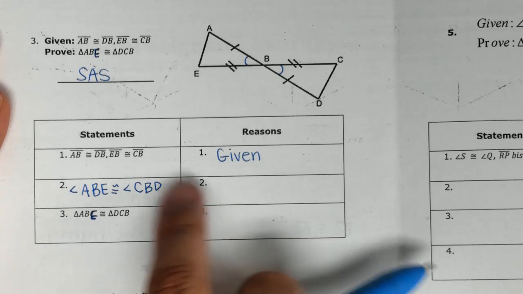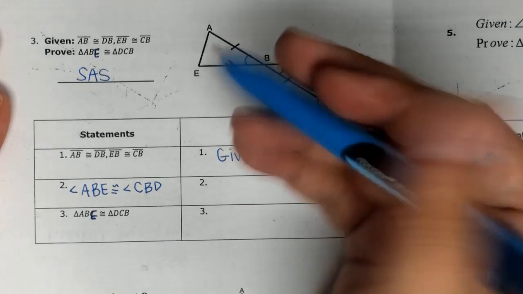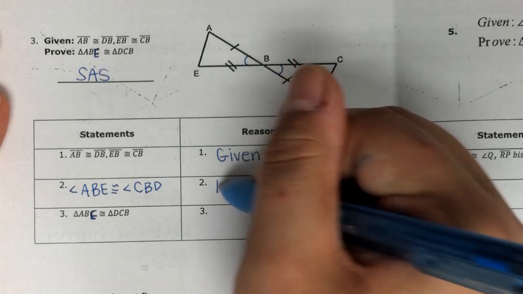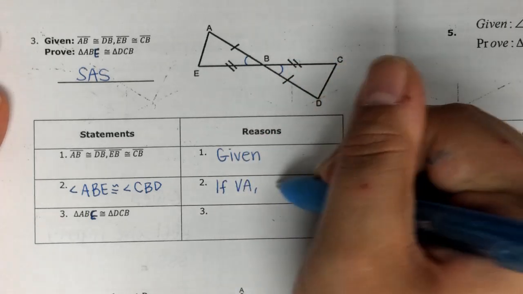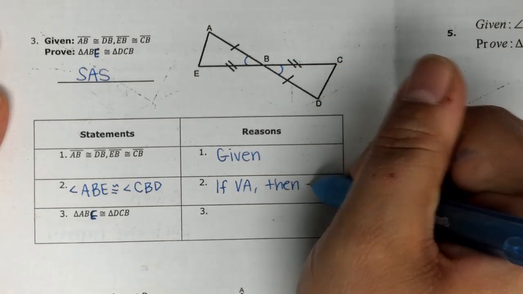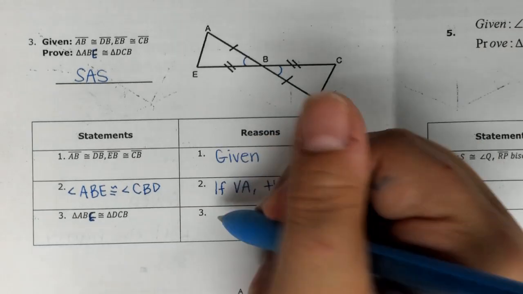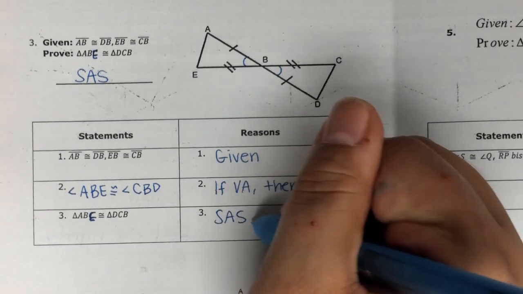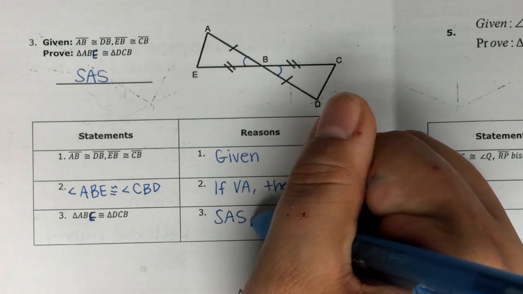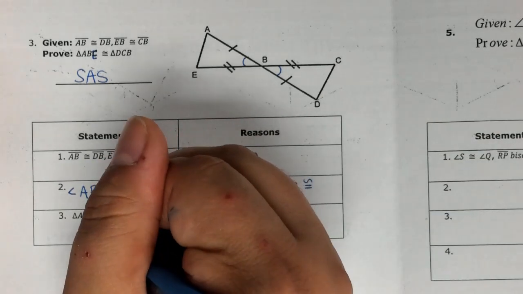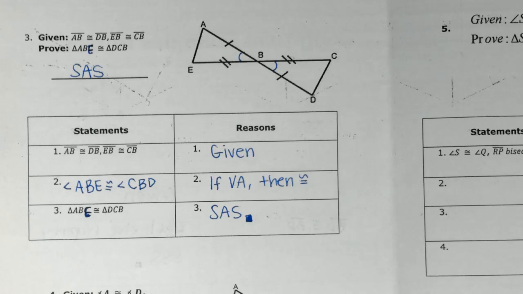What's our reason for number 2? Write it as a conditional. If VA, then angles are congruent, and you can just write if VA, then congruent. You can write out vertical angles, but I'm lazy. And last but not least, why are these triangles congruent? Side angle side. If VA, then congruent. And that should be an E because ABC is not a triangle.